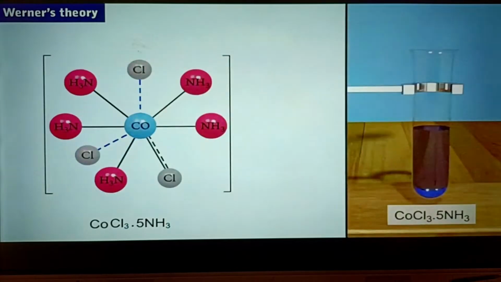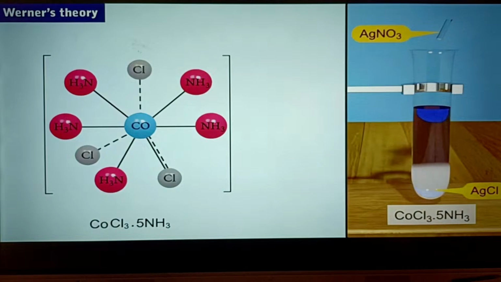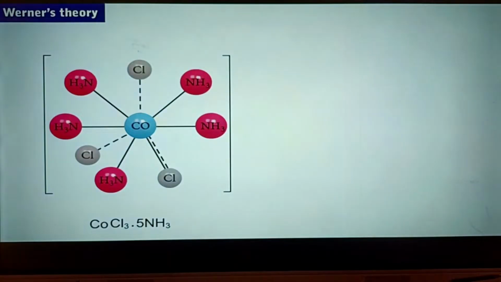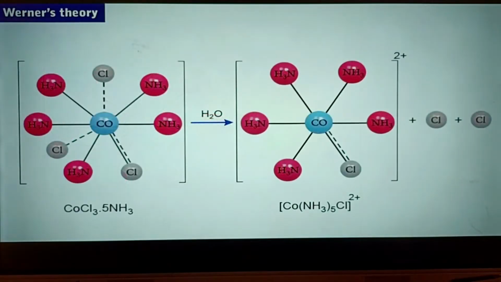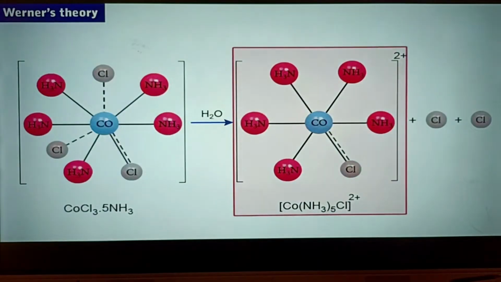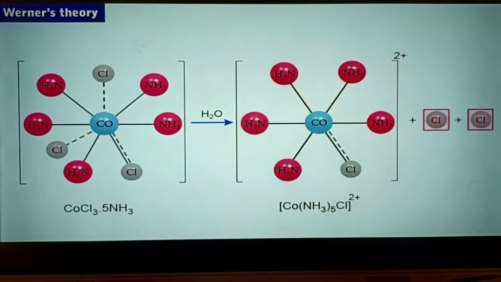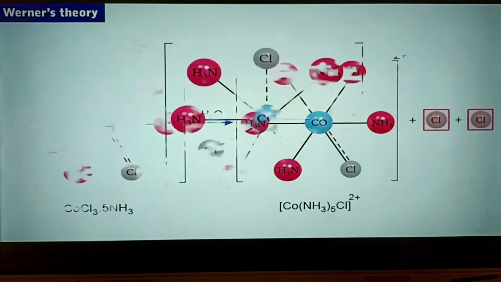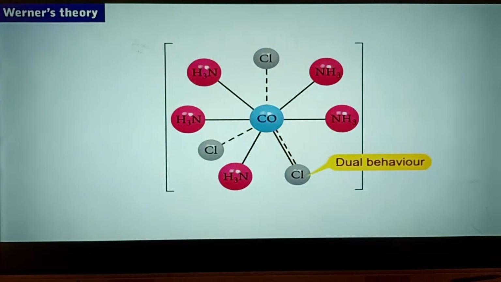Thus, only 2 of the 3 chloride ions are ionic, and thus only 2 are precipitated as silver chloride with silver nitrate. On ionization, this complex will give 3 ions, 1 [Co(NH3)5Cl]2+ ion and 2 chloride ions. As can be seen from its structure, one chloride ion, which is playing a dual role, is shown by a thick as well as a dotted line.